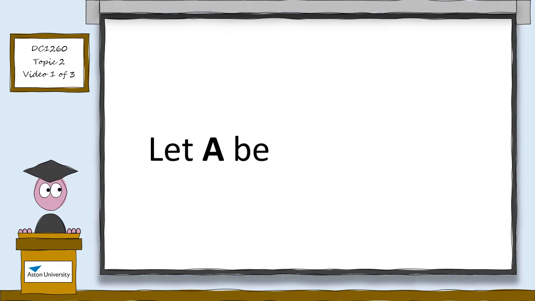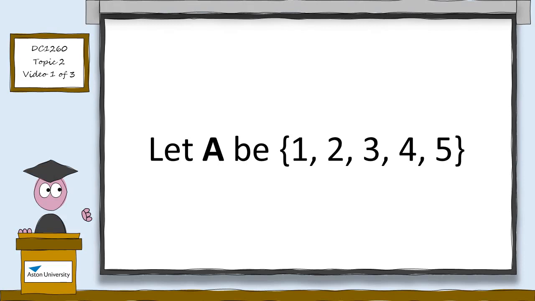Let A be 1, 2, 3, 4, 5. This is one of two ways we'll be looking at defining a set. We'll be looking at both in this video, but let's stick with this one for now. What we have here is a finite set. It is limited in size, containing 5 elements. Even if it contained 1,000,000 elements, it would still be finite, because it would still be limited in size.